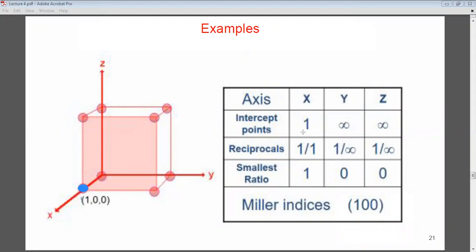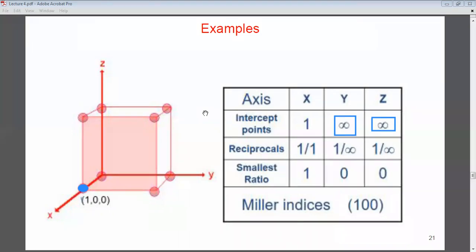It hits the x-axis at point 1, right? It doesn't hit the y-axis and it's parallel to it. So we say it's infinity. If it's parallel to an axis and it doesn't hit it, we say it's infinity. Similarly with the z-axis. Now we take the reciprocals. 1 over 1 is 1. 1 over infinity is 0. 1 over infinity is 0. And this is the smallest ratio, 1, 0, 0. So the Miller indices for this plane over here is 1, 0, 0.